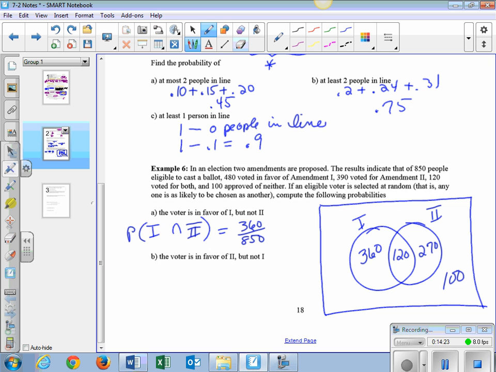Part B, the voters in favor of 2 but not 1, very similar. 2 intersecting not 1. Whoops, 2 but not 1. That would be 270 over my 850 total. Okay? And again, don't even bother to reduce. You can leave it like that.